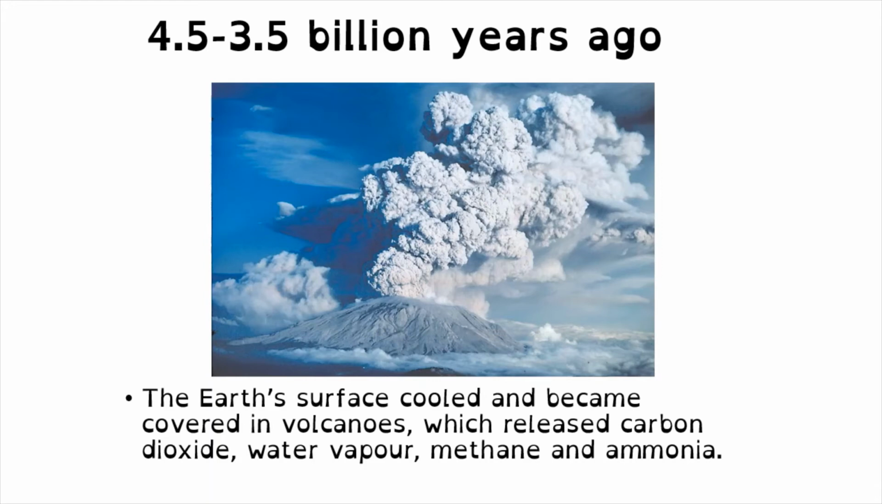But it was covered in volcanoes. The molten rock from underneath was bursting through that crust. And those volcanoes released carbon dioxide, water vapour, methane and ammonia, 4 really important gases that you need to be aware of. Now, most of the atmosphere early on was carbon dioxide, very similar to how Mars is mostly carbon dioxide in its atmosphere today.